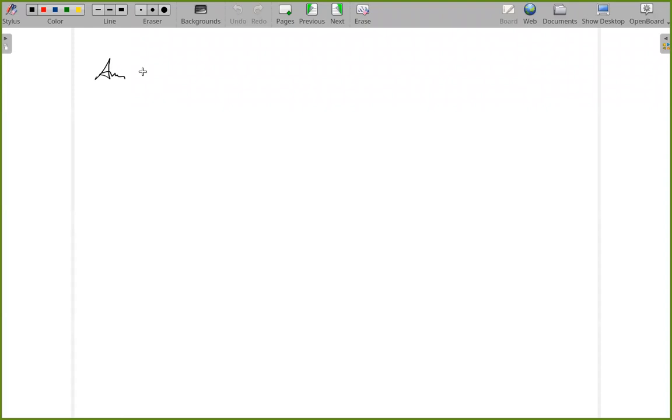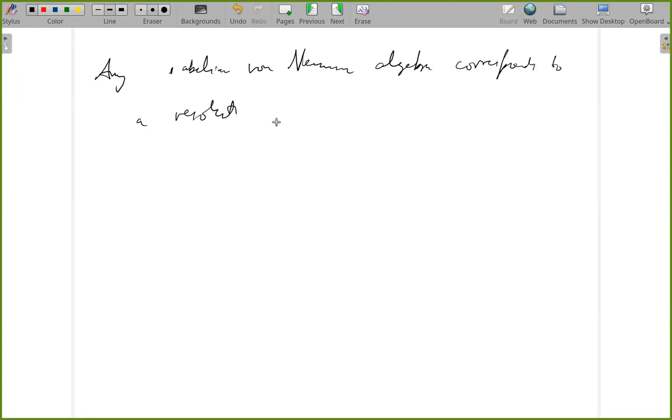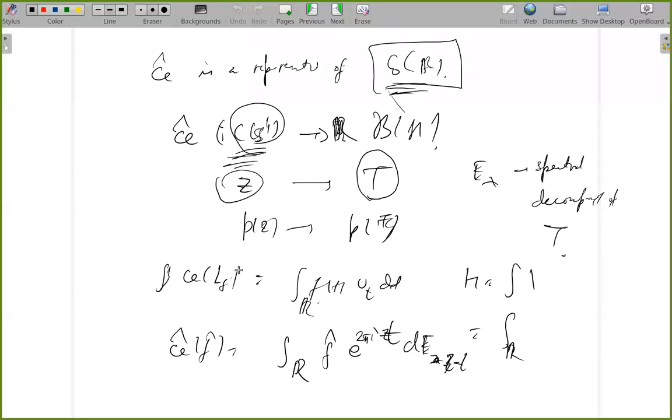So let me, so any, let's say abelian von Neumann algebra corresponds to a resolution of the identity. So that is what you will be using here. E to the 2 pi i lambda t dE, integral over R. And this need not be bounded actually. Yeah. And then H will be defined as the integral over R of t dE_t.